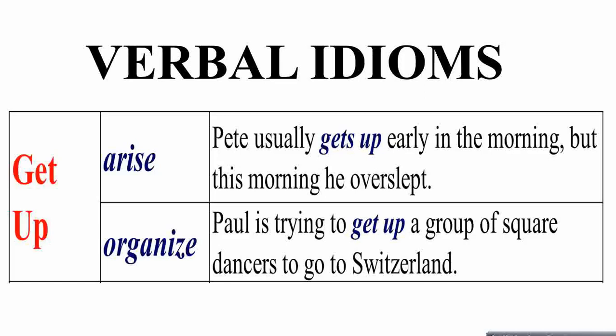Get up has two meanings. Arise. For example, Pete usually gets up early in the morning, but this morning he overslept. Get up also means organize. Paul is trying to get up a group of square dancers to go to Switzerland.